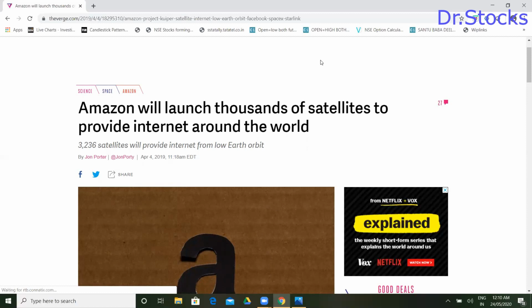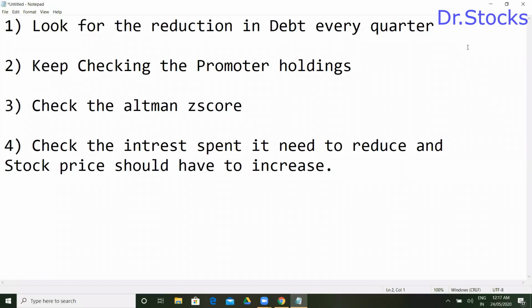So now moving on to the other things. Finally, if you want to take a long-term call on Reliance, what are the things you should check on a long-term basis? That is the checklist I have put here. When you take any stock for a long time, there are some fundamental checks that should be done, and you have to see all these things once every 3 months.